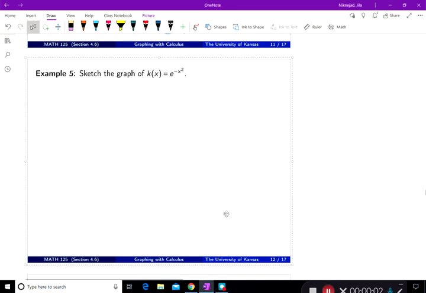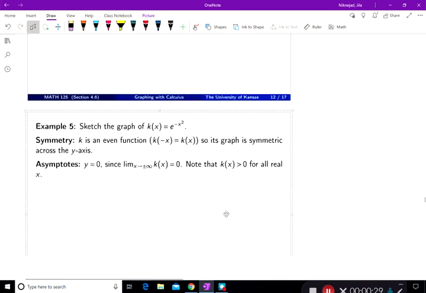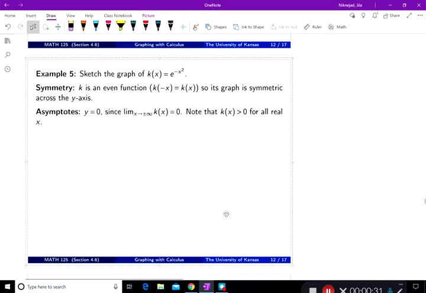So now let's graph a function of an exponential. K of x equals e to the power negative x squared. Let's see. If I switch x and negative x, I will have a symmetry. I will have the same answer. Therefore, there is a symmetry about the y-axis. The other thing that I noticed is that the domain is all real numbers; I can plug in any real number in there.